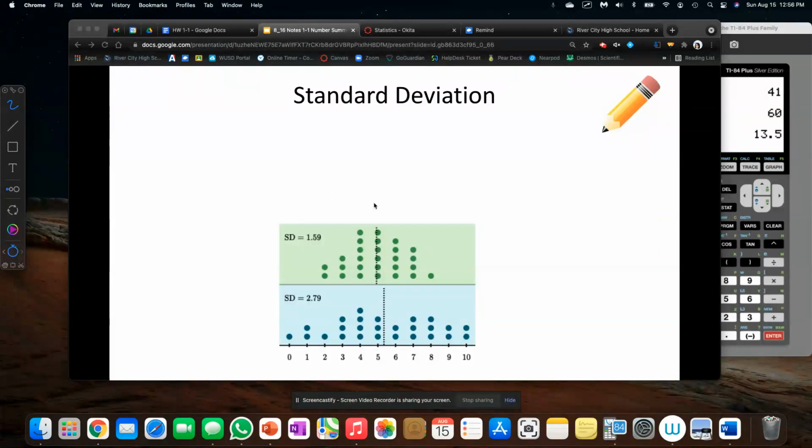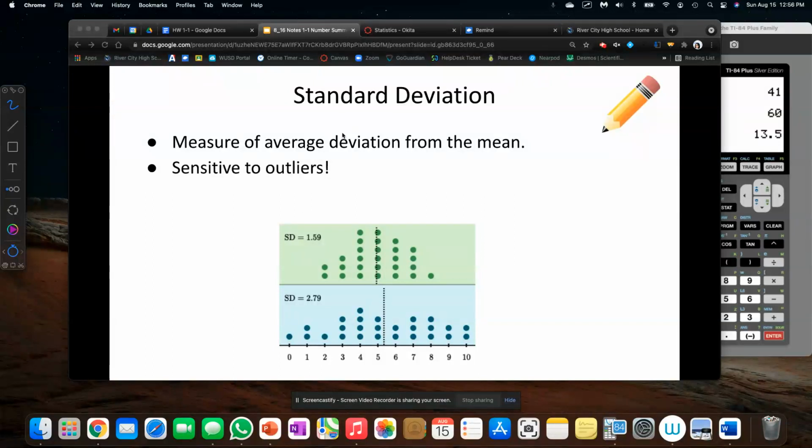All right, so standard deviation, we're just going to talk about the basics. It basically measures the average deviation from the mean. So it's quantifying how far away your points are from the mean. If this dotted line represents the mean, the standard deviation is quantifying how far apart the points are from the mean. As we can see, the distribution on top has a smaller standard deviation because the points are less far from the mean. On the bottom, we have a larger standard deviation because the points are much further from the mean.